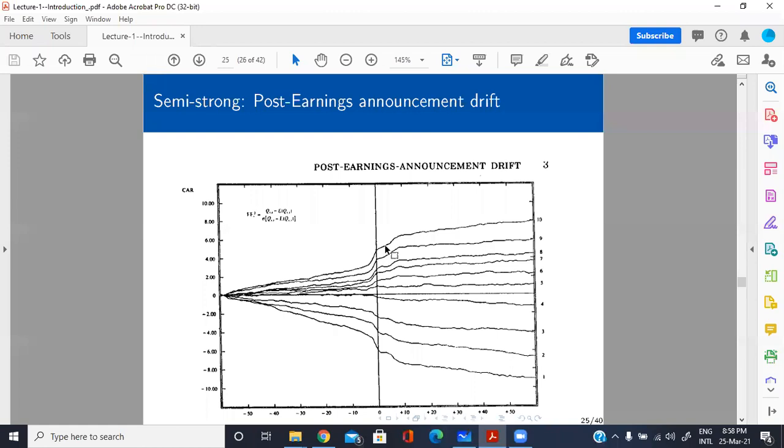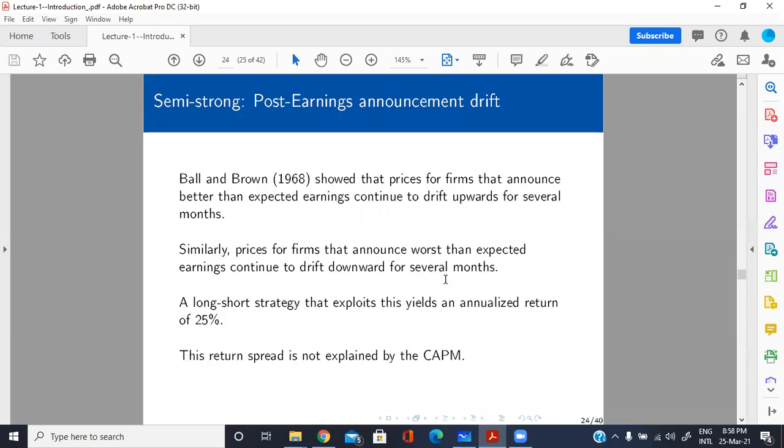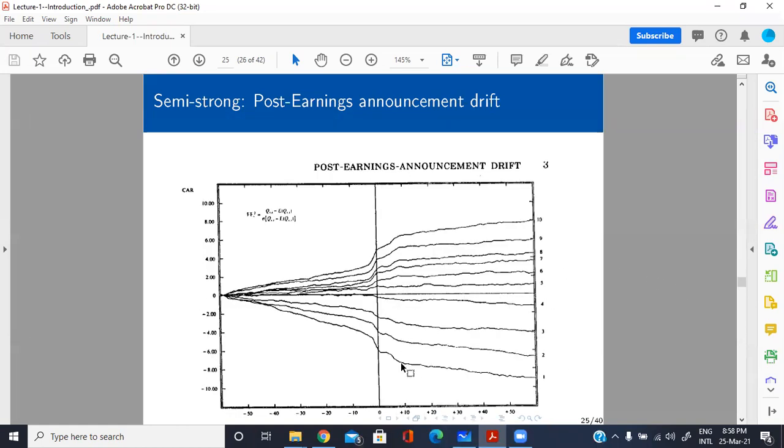Market continues to give the higher return for positive earnings companies for up to several months, up to 3 to 4 months. You see, up to several months. And market continues to penalize the company who disclose the negative surprise up to several months. You see?